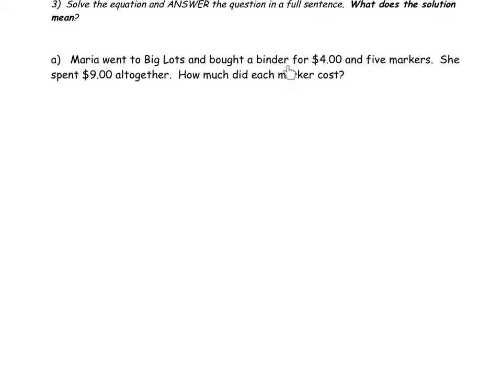Maria went to Big Lots and bought a binder for $4 and 5 markers. She spent $9 altogether. How much did each marker cost? Well, we were asked to underline what the question is. So, how much did each marker cost? Now, based on what they're asking us, step 1 said define the variable. And we often write it like this: Let whatever the variable is. In this case, we're trying to find out the cost of a marker. And we often use a variable that makes us think about what we're talking about. So I'm going to use an M for marker. And we're going to let M represent the cost of each marker.